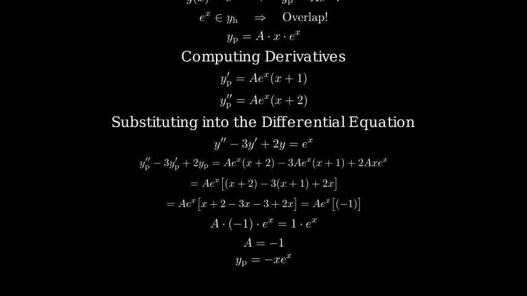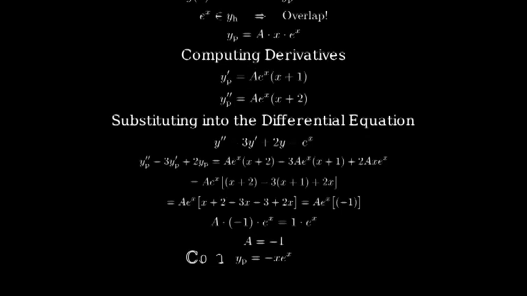Finally, the complete general solution to our differential equation is the sum of the homogeneous and particular solutions, y equals y sub h plus y sub p, which is c1 times e to the power of x plus c2 times e to the power of 2x minus x times e to the power of x. This is our complete solution to the original non-homogeneous differential equation. The constants c1 and c2 would be determined from initial conditions if they were provided.